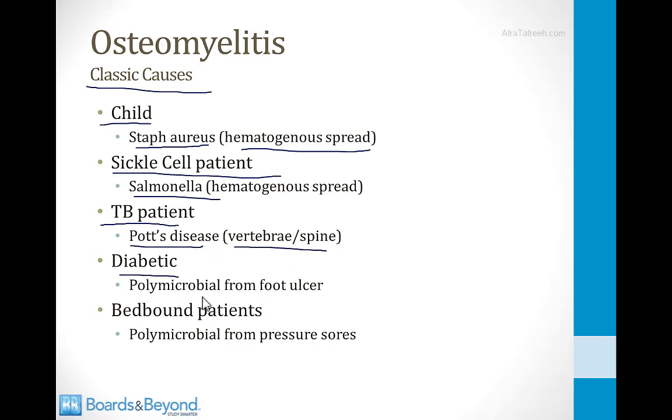Diabetic patients often get polymicrobial infection from foot ulcers. They have neuropathy and can't sense their foot, and therefore they get an injury to their foot and a foot ulcer, and this introduces bacteria into the soft tissues and it can spread to the bones. One of the most feared complications of diabetes is to get osteomyelitis in the foot and potentially go on to require amputation. And then, as I mentioned in the last slide, patients who are bedbound often get pressure sores. It's usually on their back or on their rear end, and they get breakdown in the skin, and then bacteria can get introduced into the soft tissue and ultimately into the bones.